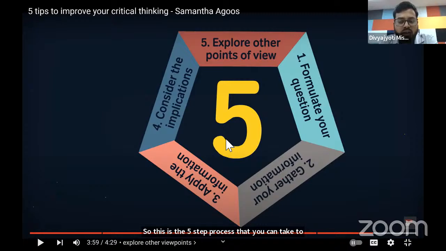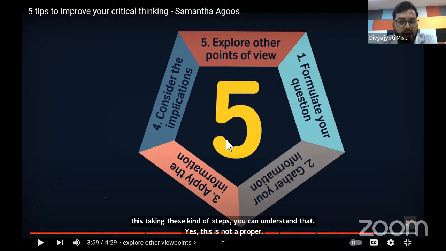You can formulate a question: why am I getting this message? Then you can gather information: I have not applied to any of such schemes. And then you can consider the application: what happens if I click on this link and something happens and my own account gets hacked, right? By taking these kinds of steps, you can understand that yes, this is not a proper solution or a proper thing to do, right?